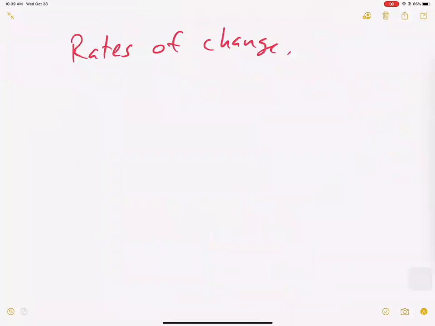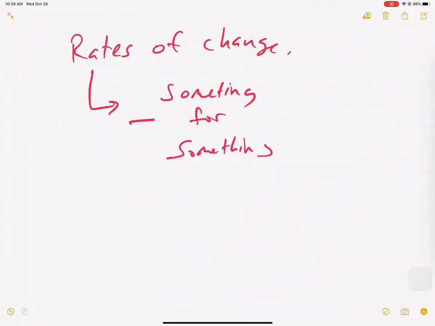Here is something you should be thinking about when you hear the word rate. A rate is always something for something, and that's represented by a division sign, or the word per. There are a lot of different ways of representing this.